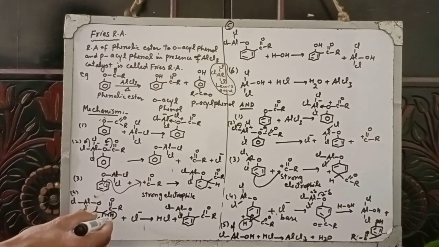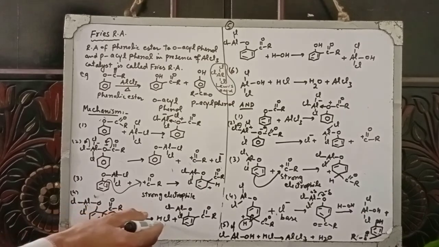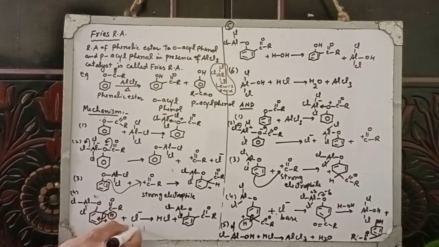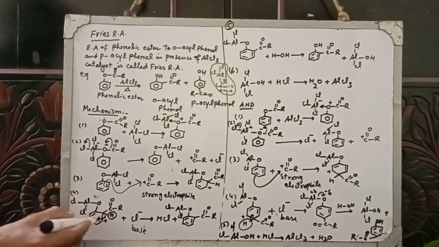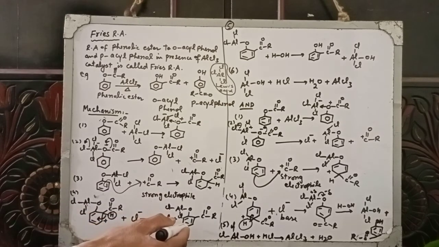Now a base attacks this proton and forms HCl. Cl negative is the base. Electrons will shift in the ring and the benzene ring is regenerated. This will become benzene attached through oxygen to AlCl2, and then on the ortho position is the acyl group.